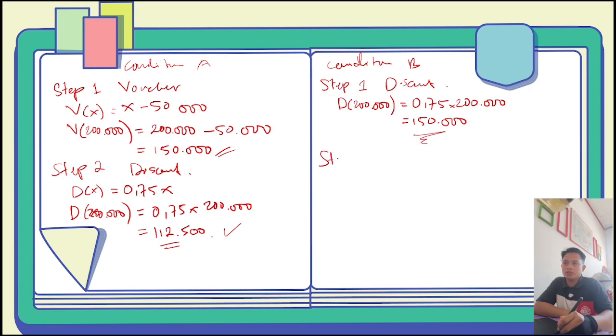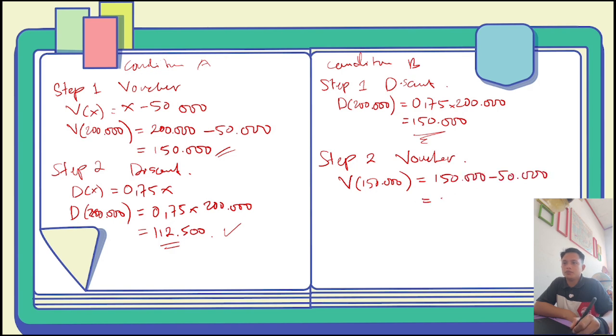Now let's go into step two, which is we're going to apply the voucher. Now in here we use 150,000. Okay, so the f of 150,000 equals, remember, we subtract 50,000 from 150,000. Now the result will be 100,000.